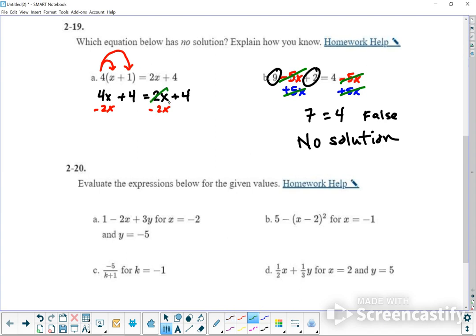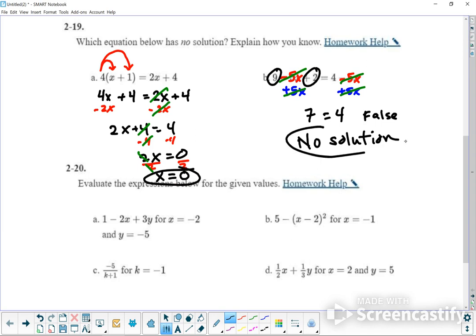That would cancel. So I get 2x plus 4 equals 4, and I would go ahead and subtract 4. That would cancel, and I would get 2x equals 0. And then if I divide by 2, that would cancel. I get x equals 0, because 0 divided by 2 is 0. So this one has a solution. The solution is x equals 0. This one doesn't have a solution because it's false, so this has no solution.